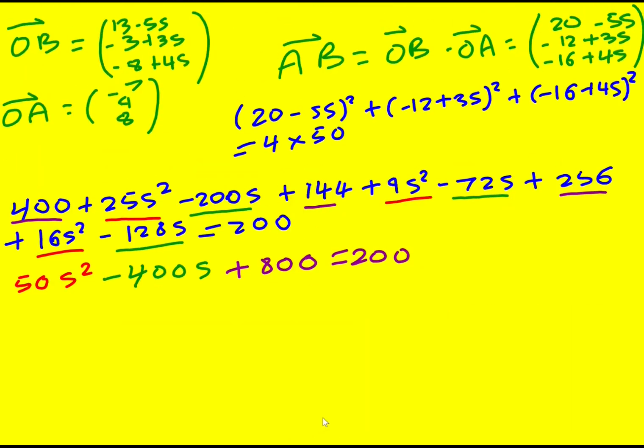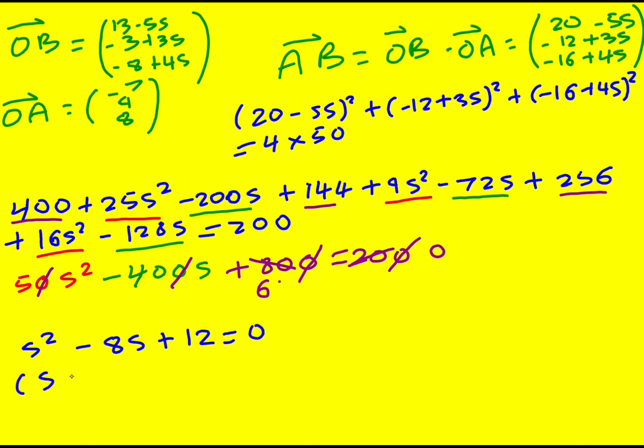I can divide through by 10 straight away. And then I'm going to minus 20 from both sides to make this 60 and this 0. Then divide through by 5 to give s squared minus 8s plus 12 is equal to 0, meaning that s minus 2, s minus 6 is equal to 0. So s is equal to 2 or 6.